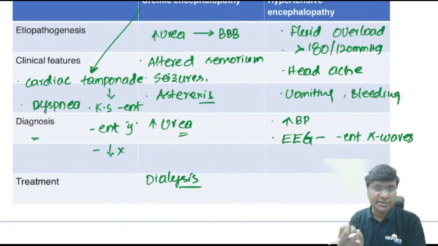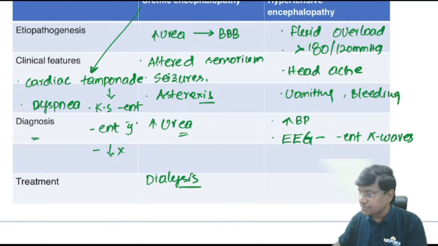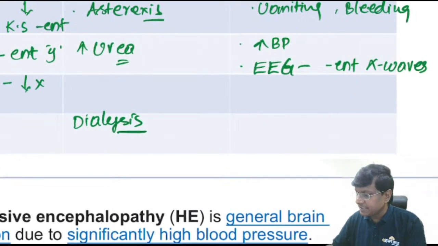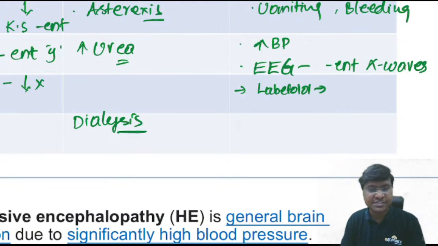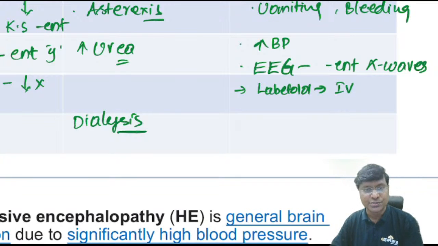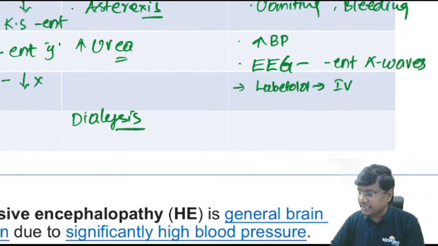So the treatment, the drug that is preferably given in case of hypertensive encephalopathy is labetalol. And what is this labetalol? It is both an alpha plus beta blocker, and it is given as an intravenous bolus. So initially we give a bolus, and followed by that we give an infusion. And we also have other drugs that can be given, even nicardipine.